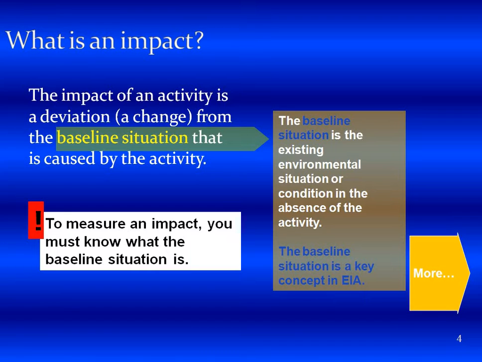So for example, like air, what is the air status? What is the composition of air presently? Now if an industry or certain activity takes place, will the composition vary? There is deviation from the existing baseline situation. So before studying, the baseline is very crucial. Baseline situation is a key concept in EIA.